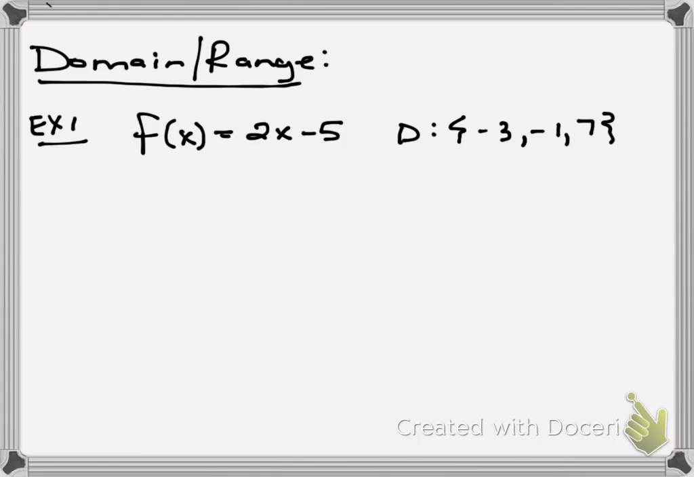So tell me the first one. It's f of -3. So JD says f of -3 equals 2 times -3 minus 5.